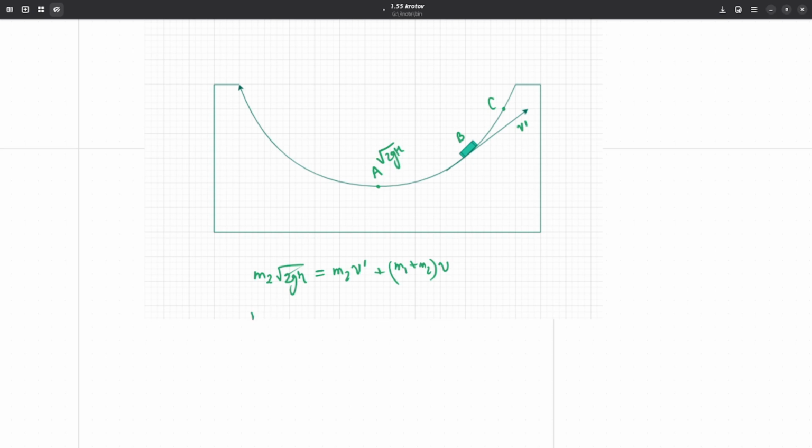So we can write m2gr is equal to 1 by 2 m2 v2 square with respect to ground plus 1 by 2 m1 v1 square with respect to ground. Here v1 with respect to ground is v, velocity of the block, and v2 with respect to ground is equal to v prime plus v1 with respect to ground, which is v prime plus v.